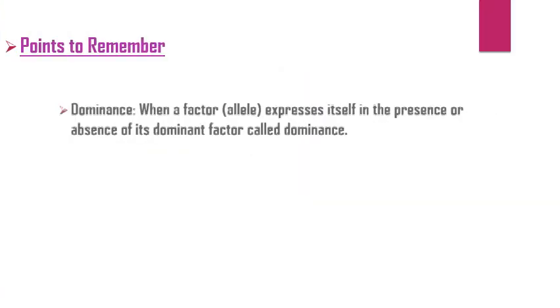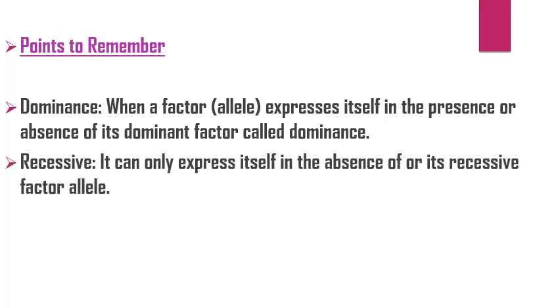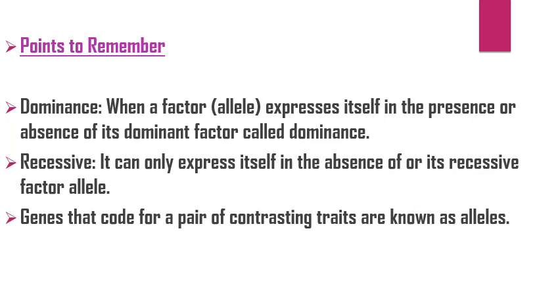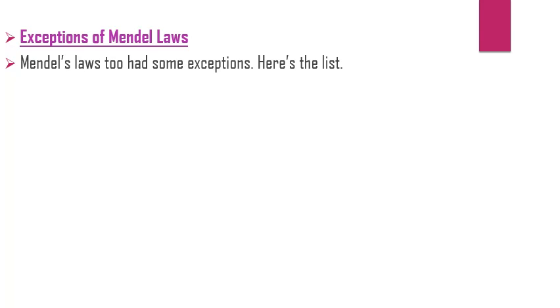So points to remember: dominance, when a factor expresses itself in the presence or absence of its recessive factor, is called dominance. Recessive, it can only express itself in the absence of its dominant factor. Genes that code for a pair of contrasting traits are alleles. Some exceptions of Mendel's law. Mendel's law too had some exceptions.